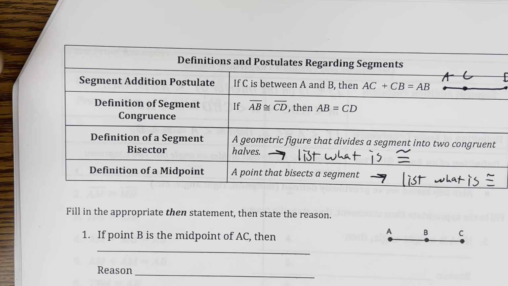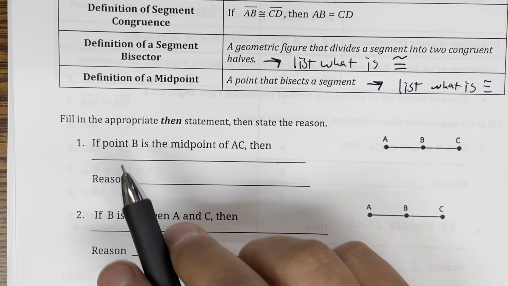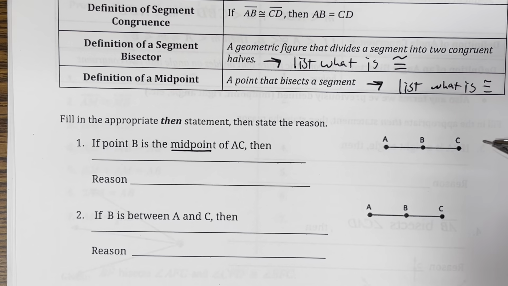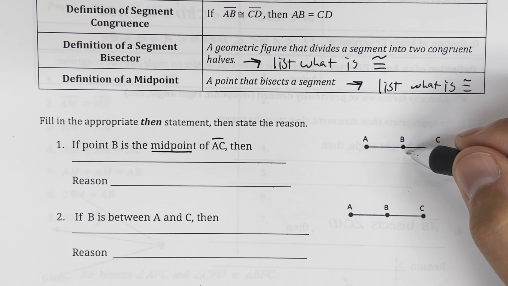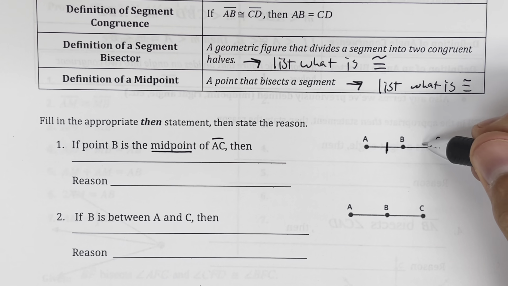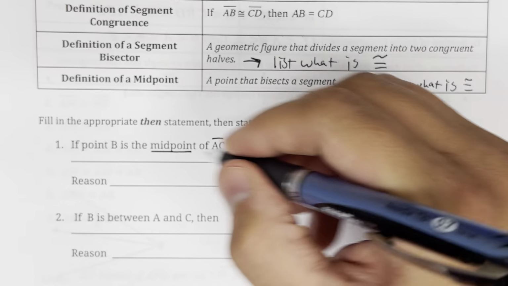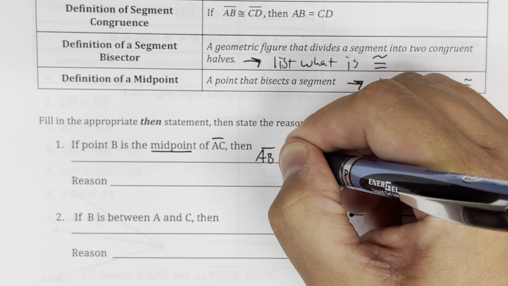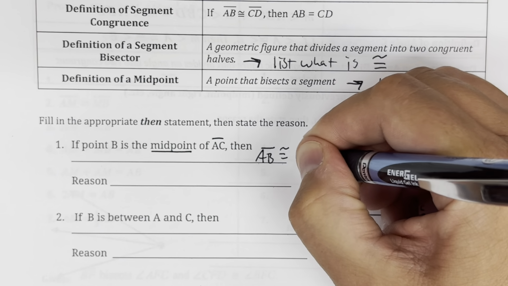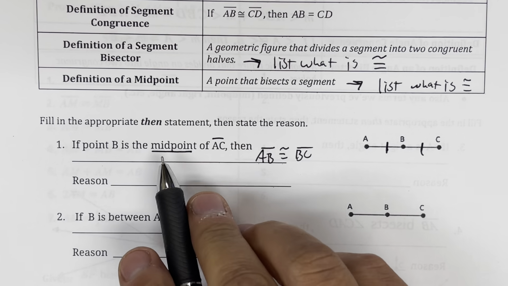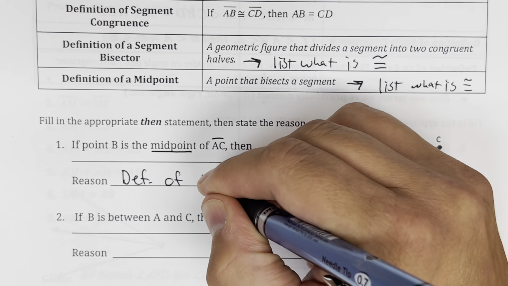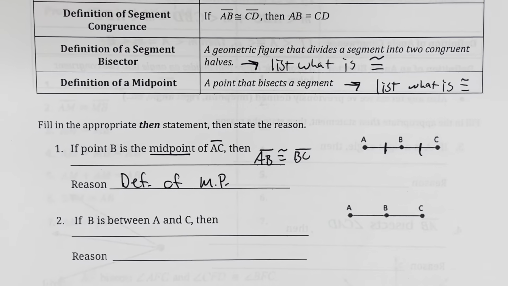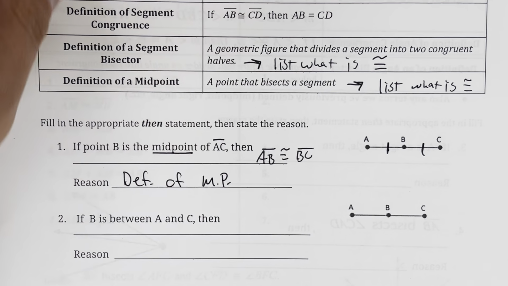So we're going to use the keyword. It says if point B is the midpoint, there's the keyword, midpoint of AC, then what do I know? So I have a diagram here. If B is the midpoint, then AB would have to be congruent to BC. So then I'd write AB is congruent to BC. And the reason why is we use that midpoint. That was the keyword. So we used the definition of midpoint. And I always abbreviate midpoint MP. Definition's abbreviated as well.